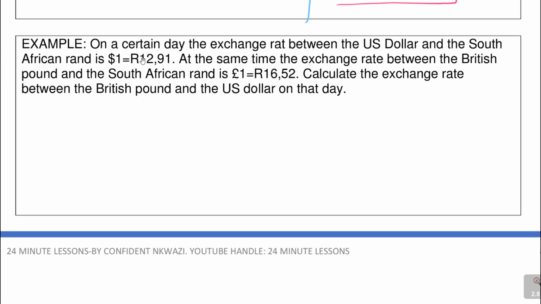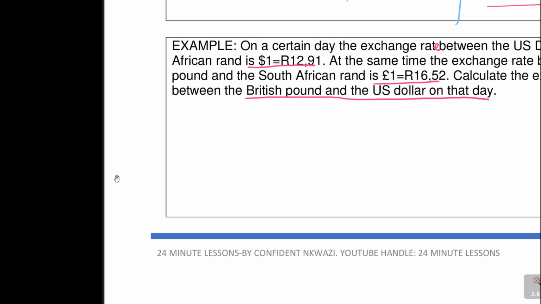It says, on a certain day, the exchange rate between the US dollar and the South African rand is that. At the same time, the exchange rate between the British pound and the South African rand is that. Calculate the exchange rate between the British pound and the US dollar on that day. Very interesting question. So this is how I can approach it.